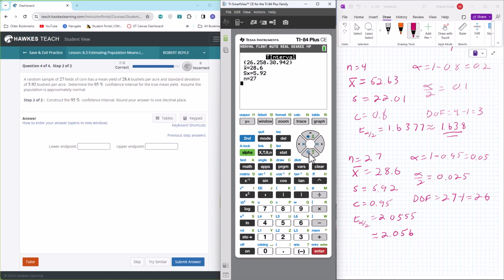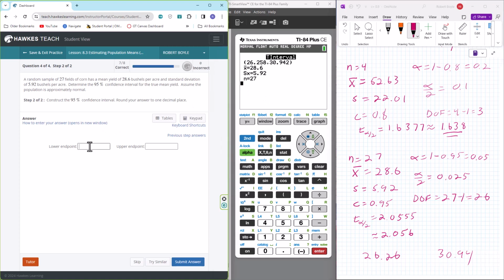And we get that our lower limit is going to be 26.26. Notice the third decimal place is an 8, so we have to round up. And the upper limit is going to be 30.94. So lower endpoint, 26.26. Upper endpoint, 30.94.